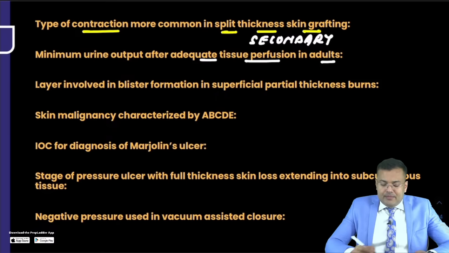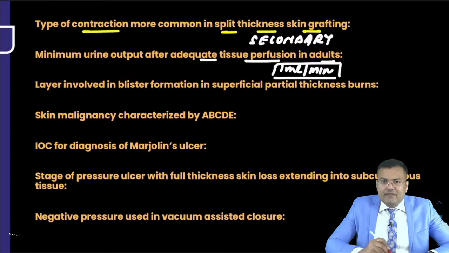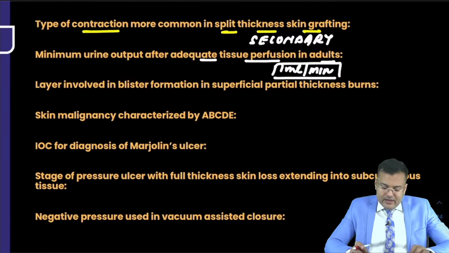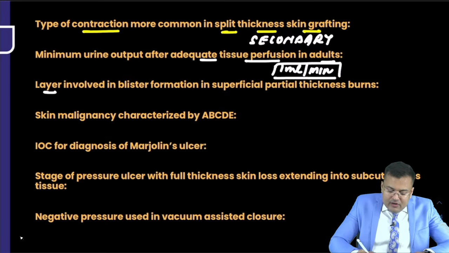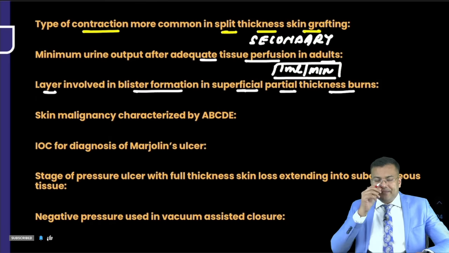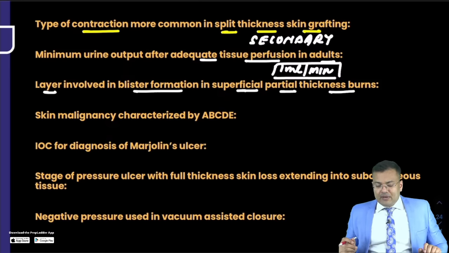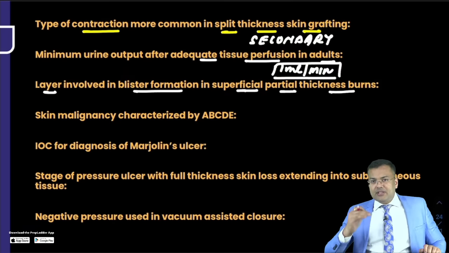Next, how much should be the minimum urine output after adequate tissue perfusion in adults? It is 1 ml per kg per hour, and in children 0.5 to 1 ml per kg per hour. Okay. Next, which layer is involved in blister formation in superficial partial thickness burn? Which layer is involved apart from the epidermis?